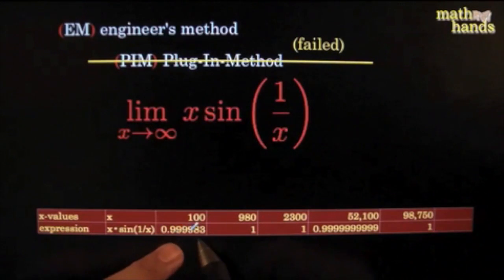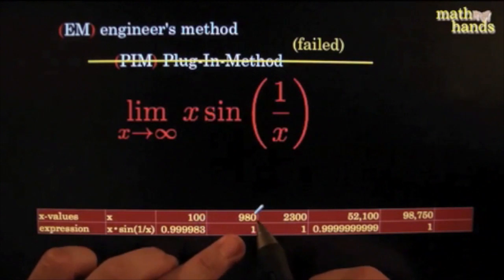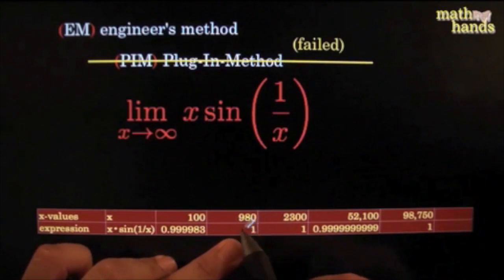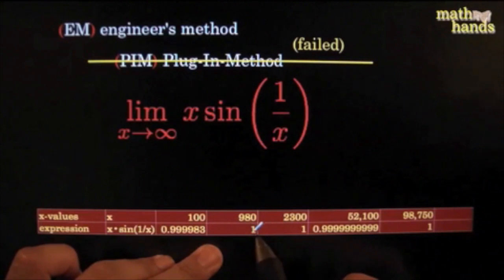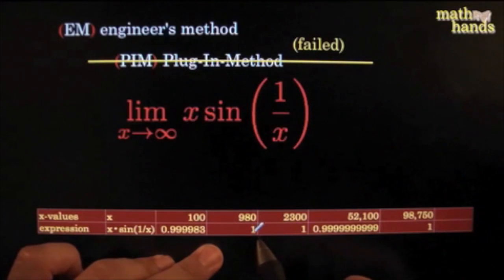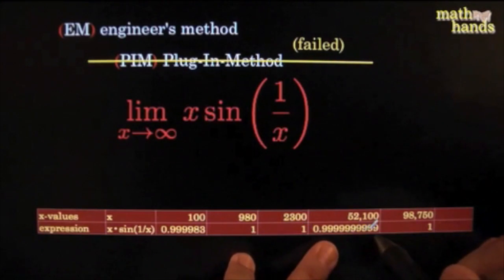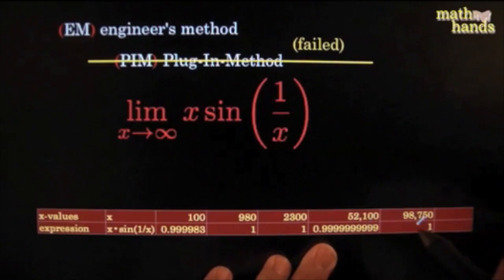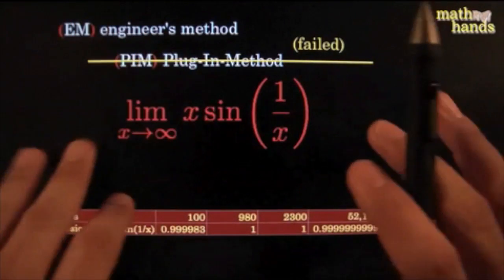Here's what I got. 0.999983 when x is 100. Then I got 1. My spreadsheet was running off too, by the way, I don't know, about 7 or 8 places. So this means maybe not completely 1, but maybe 1 with a bunch of zeros and maybe some stuff afterwards. Another 1, and then you get 0.99999. So this should make you a little bit afraid. Whoa, what's happening here?